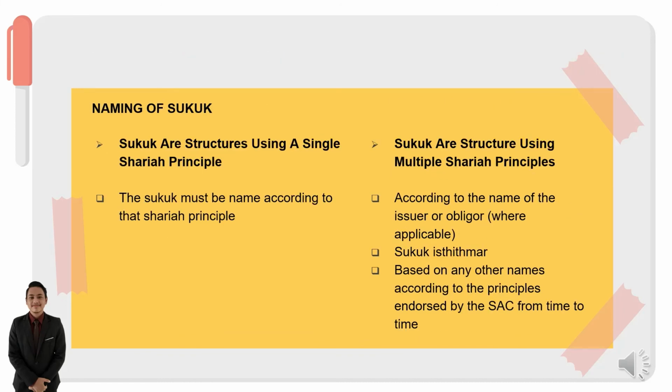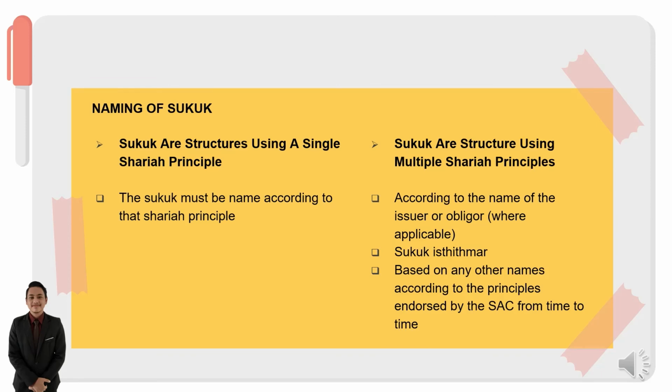Okay, next we go to the naming of sukuk. The sukuk must be given the right name to avoid being misleading. Firstly, if the sukuk are structured using a single Shariah principle or Shariah contract, the sukuk must be named according to that Shariah principle. For example, if the sukuk use the murabahah contract, the sukuk will be named sukuk murabahah. If they use the musyarakah contract, the sukuk will be named sukuk musyarakah.